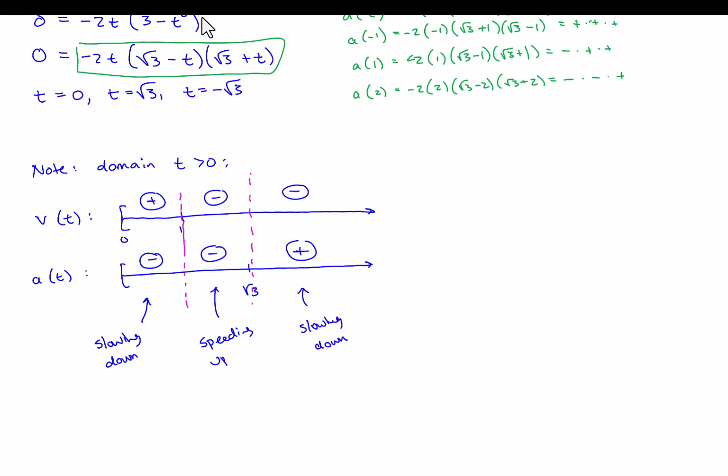All right, so what that tells me is that I am slowing down on the intervals from 0, and I think I'll just leave it as an open parenthesis there, 0 to 1. And then I'm slowing down again, starting at root 3 and going off to infinity. And then I'm speeding up on the interval from 1 to the square root of 3. And that solves it.